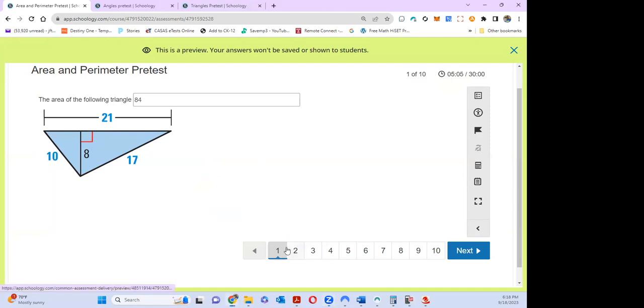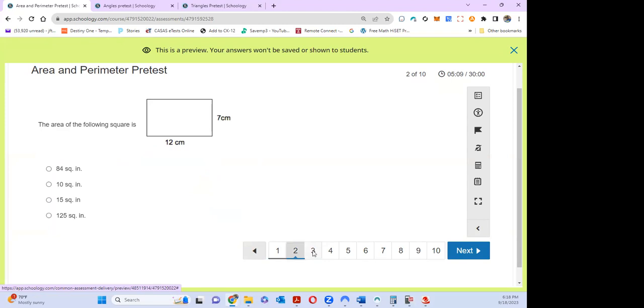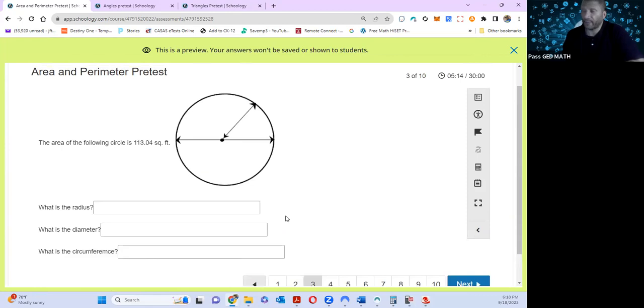So let's look at some more area problems. You know how to do that, correct? Yes. So this is one of the most missed questions on the GED exam. If you're given the circumference or the area, how do you determine the other values?